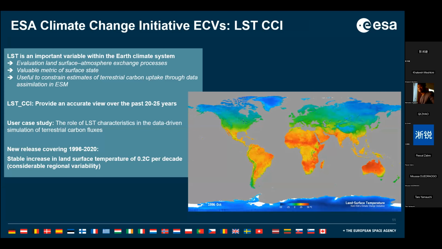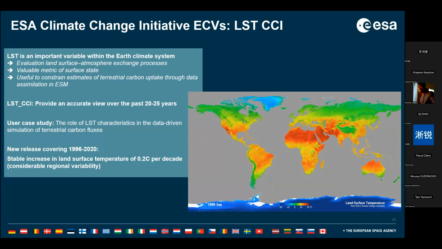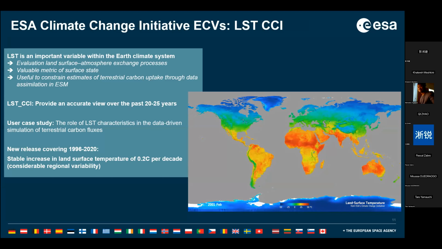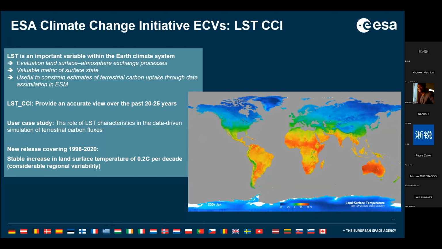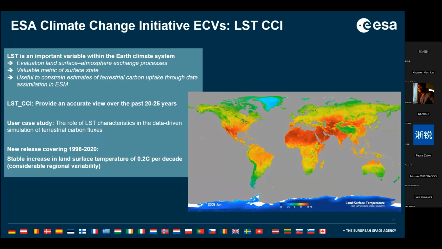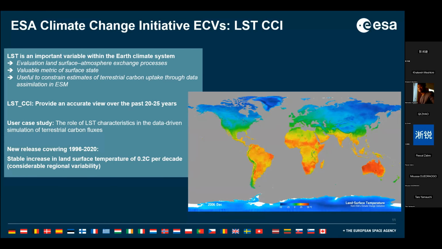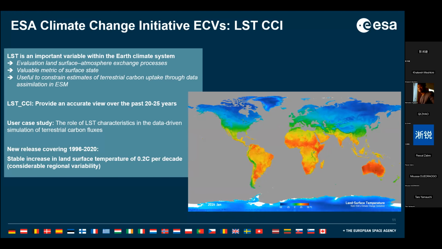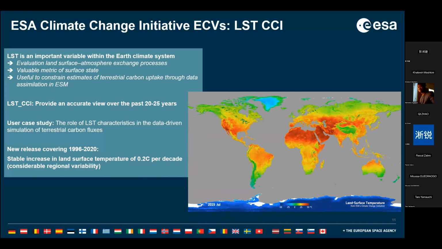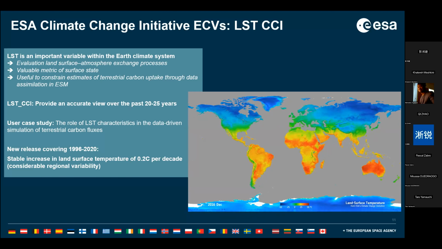We also look at land surface temperature. Land surface temperature is an important variable within the Earth's climate system, describing processes such as exchange of energy and water between the land surface and the atmosphere, and it influences the rate and timing of plant growth. Accurately understanding land surface temperature at global and regional level helps to better understand land surface atmosphere exchange processes in models. And when combined with other physical properties, such as vegetation and soil moisture, it provides a valuable metric of surface state. The land surface temperature climate data record is the most up-to-date observation of such variables, and it can be used to gain a more comprehensive understanding of environmental changes.